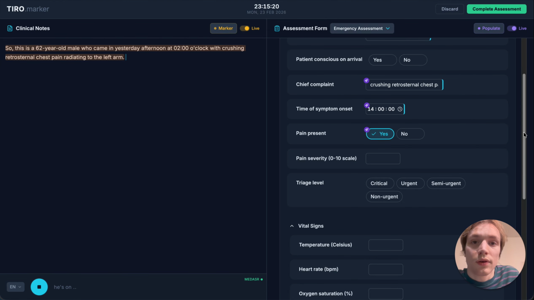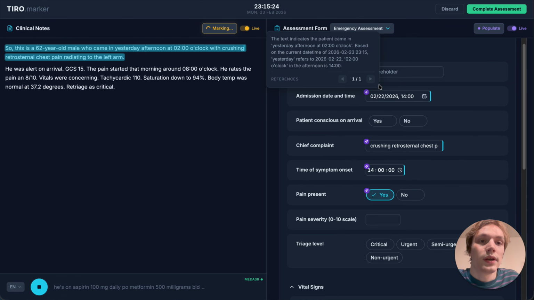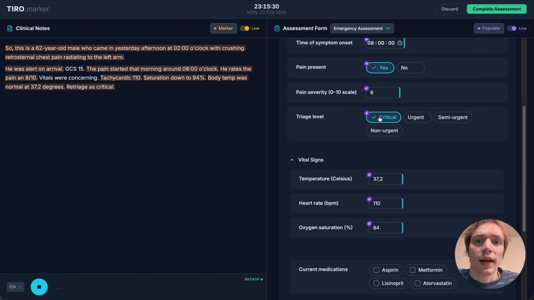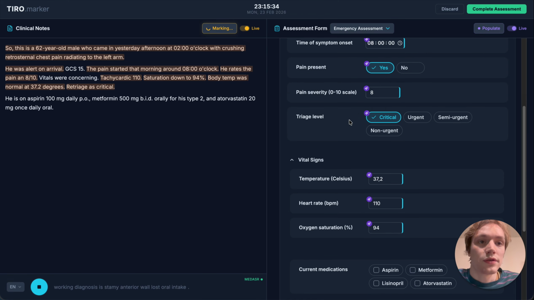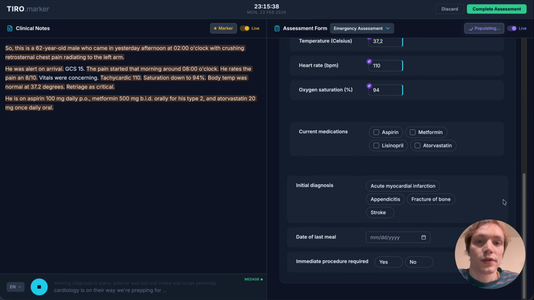He's on aspirin 100 mg daily PO, metformin 500 mg BID orally for his type 2, and atorvastatin 20 mg once daily oral. Working diagnosis is STEMI, anterior wall. Last oral intake was lunch yesterday. Cardiology is on their way. We're prepping for emergent PCI.